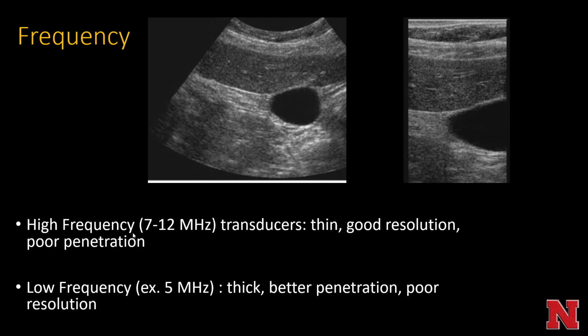High frequency transducers: thin, good resolution, poor penetration, 7 to 12 megahertz. Low frequency transducers: thicker, better penetrating, poorer in terms of resolution. High frequency, linear; lower frequency, better penetrating, general abdomen work. This is specific, more superficial work.